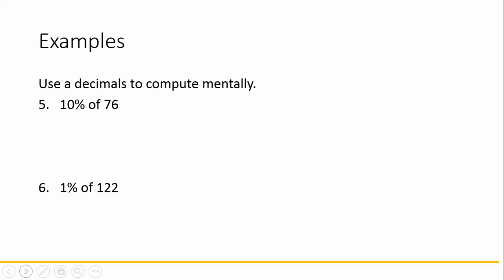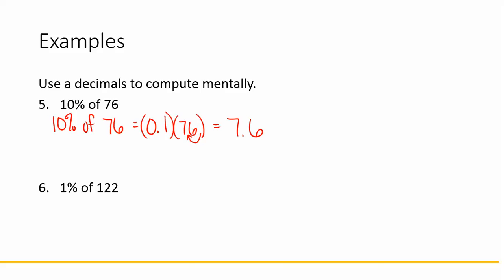Let's use decimals. This is a lot easier when the percentages are in multiples of 10. So 1%, 10%, these are very easy to do. So 10% of 76. Remember that 10% is 0.1. So we would be multiplying that by 76, and when you multiply a number by 0.1, essentially you're moving the decimal place 1 unit to the left, so that would be 7.6.